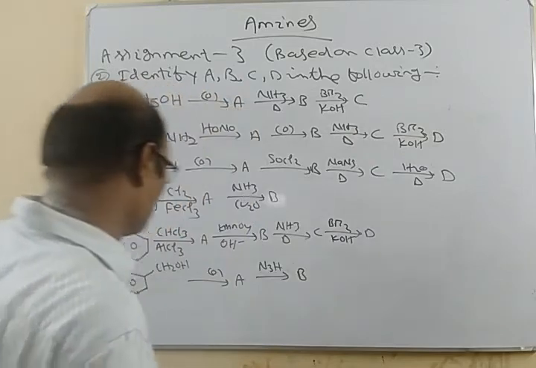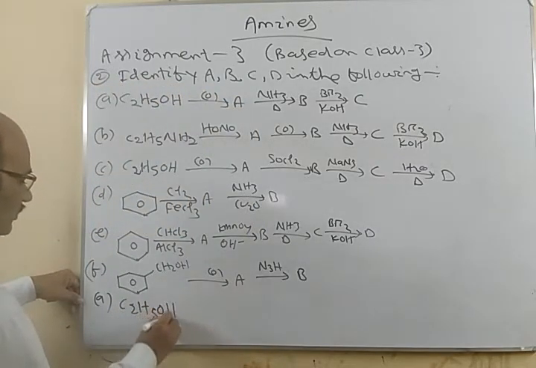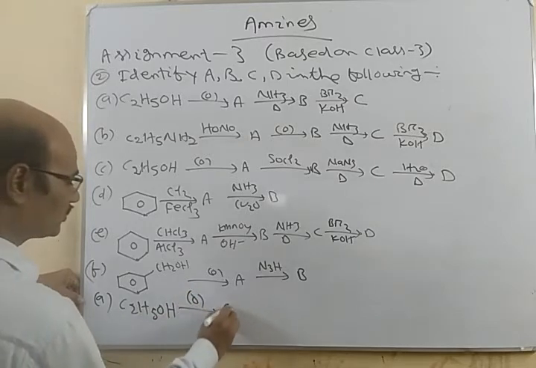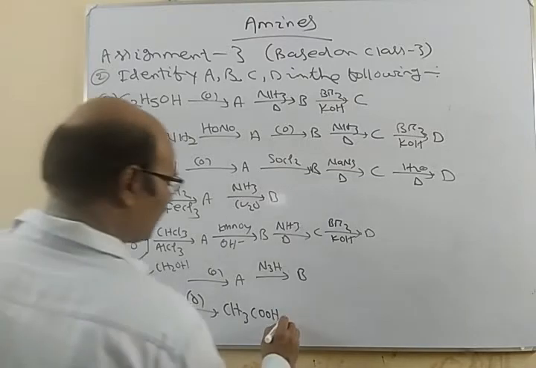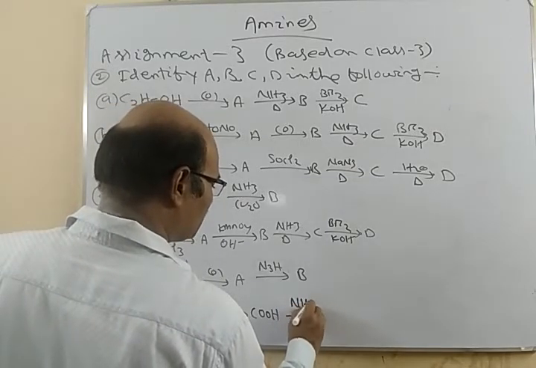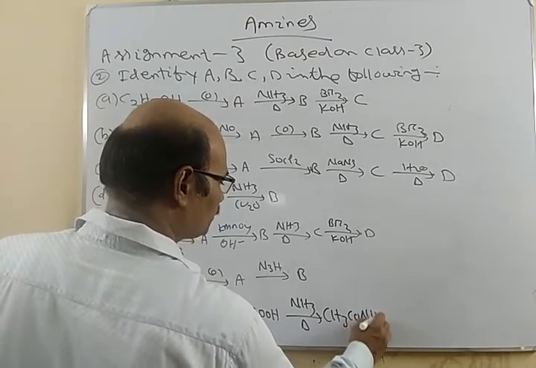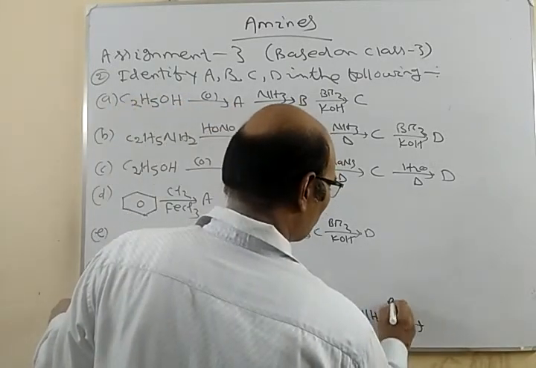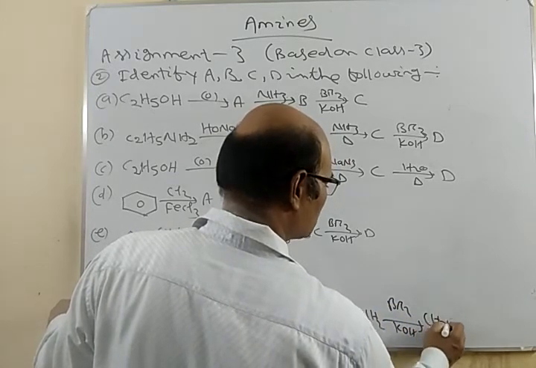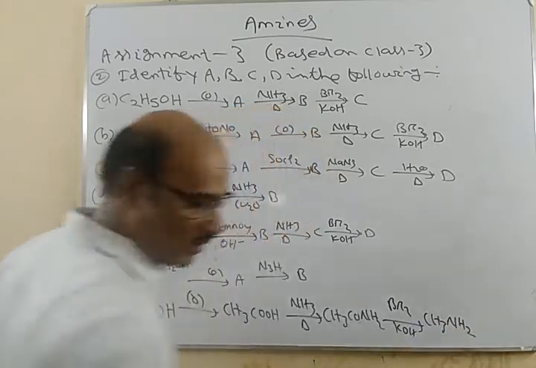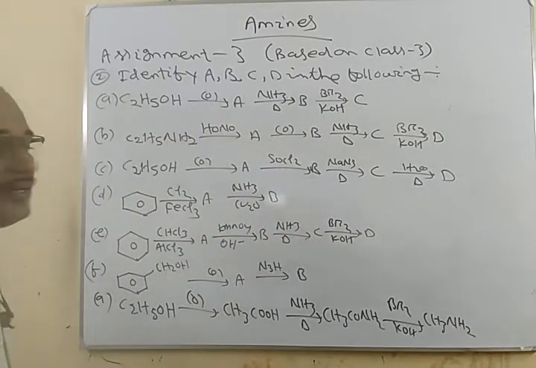So what will I write? See, C2H5OH, ethyl alcohol, undergoes oxidation to give what? CH3COOH. Then it is heated with ammonia, NH3, heat, to give CH3CONH2. Then bromine and KOH, Br2/KOH, give what? CH3NH2. So this is converting your ethyl alcohol into methyl amine. Clear?